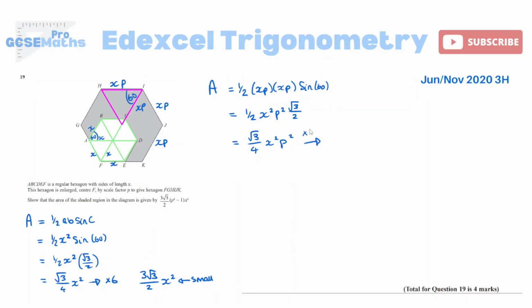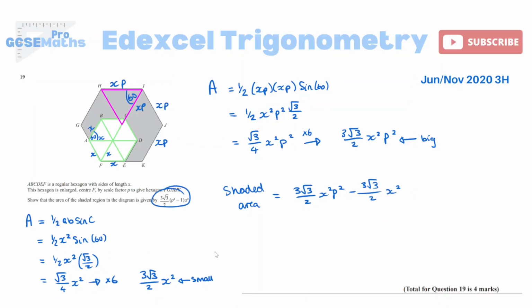Again, we want 6 of those, don't we? So then that would become the same fraction, basically, just with an extra p squared at the end. 3 root 3 over 2, x squared, p squared. That's the large one, the big one. So if we want to know the shaded area, the last thing we want to do is subtract the 2. So the big one minus the small one. That's the area of the shaded region.